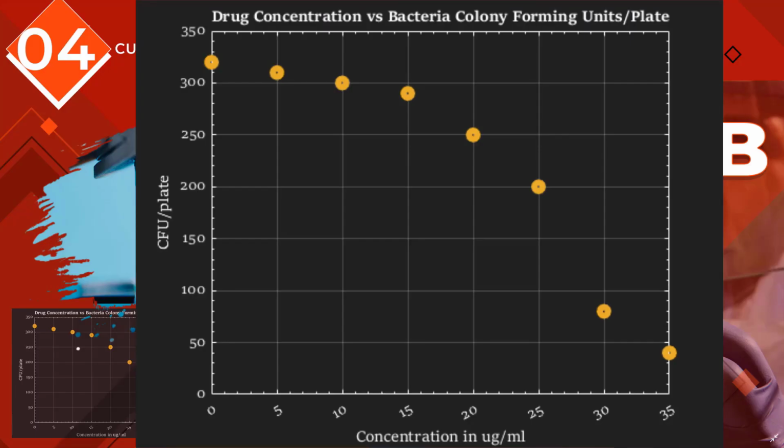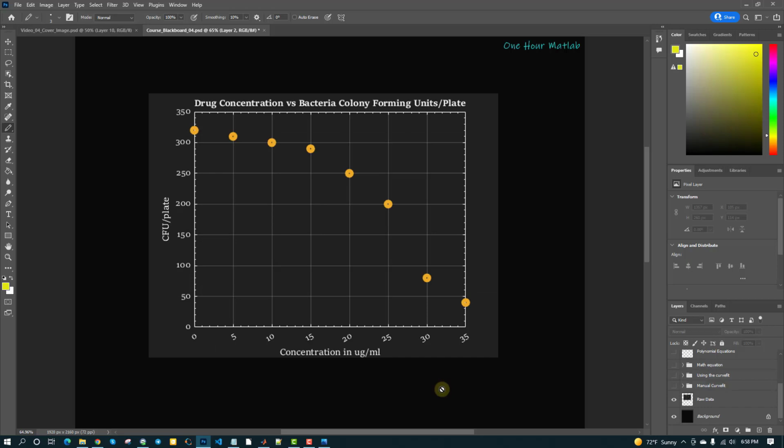The drug concentration is plotted along the x-axis. The bacteria quantity is measured in the units of CFU per plate, or colony forming units per plate. This is the raw data. This on the x-axis is the drug concentration measured in micrograms per milliliter, and on the y-axis is the colony forming units of bacteria per plate. So looking at the raw data again, we have the data for 0, 5, 10, 15, 20, 25, 30, and 35. 0 is, by the way, the reference value.